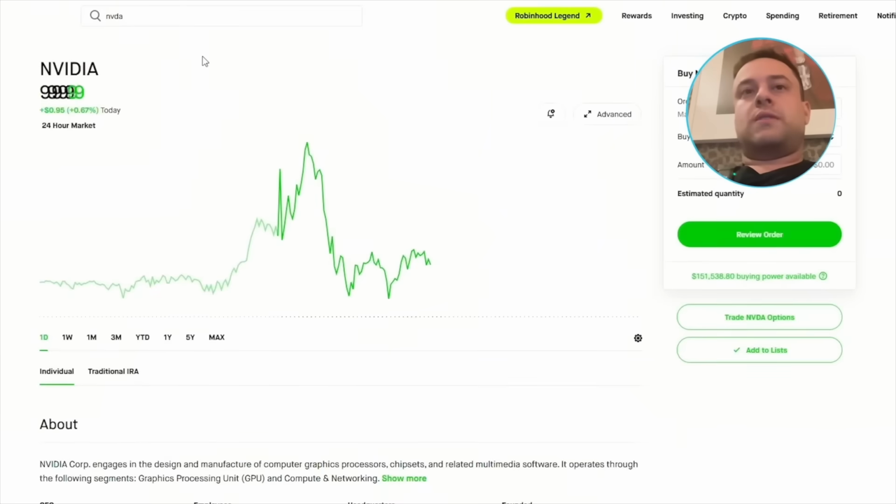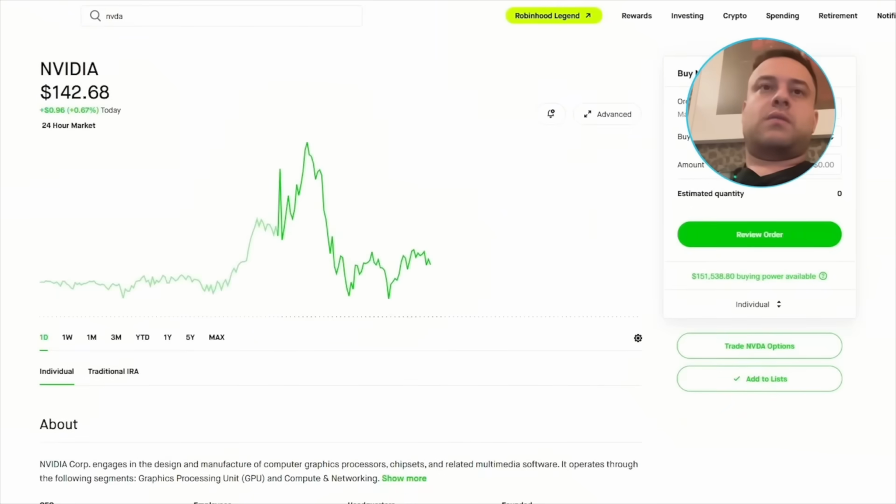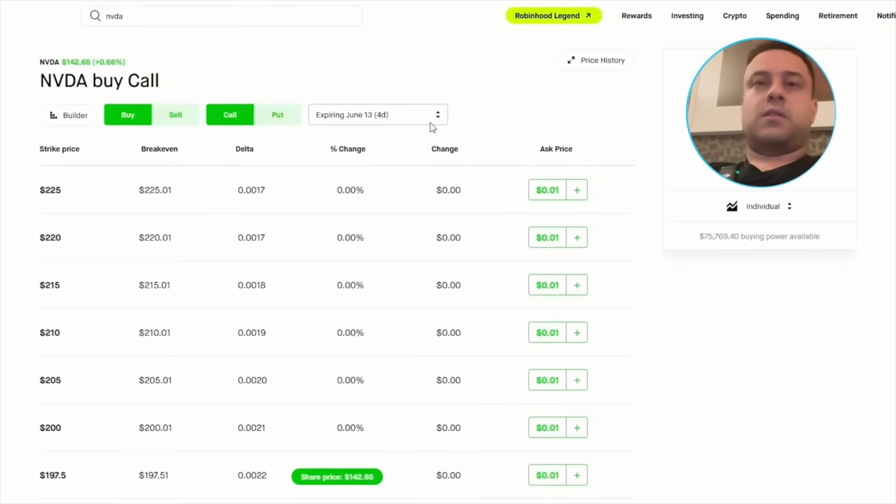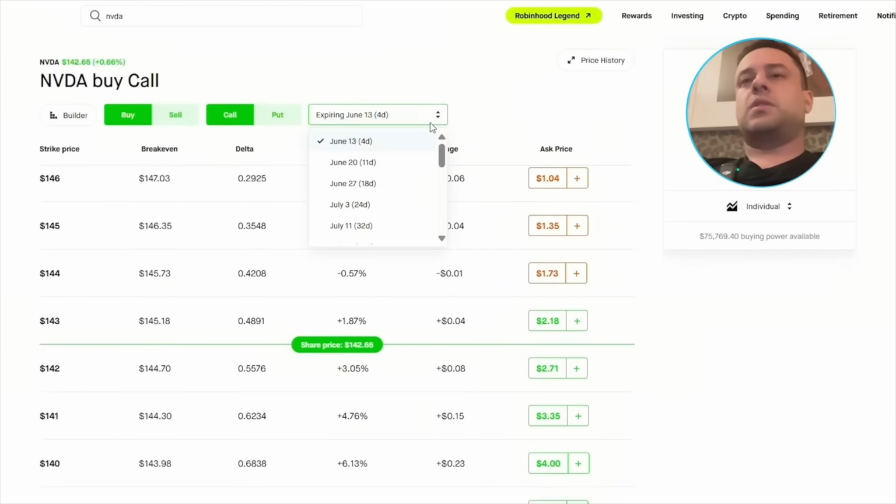So I want to show you Nvidia because I have recommended Nvidia at 115. This was a little bit of time ago. I recommended buying a leap option at 115, right? So now, of course, Nvidia has gone up and that leap option was very successful. But I want to show you essentially a new play on Nvidia, and I want to explain to you a leap. So a leap is essentially just buying a call option, okay?